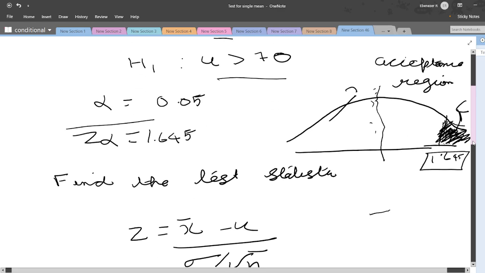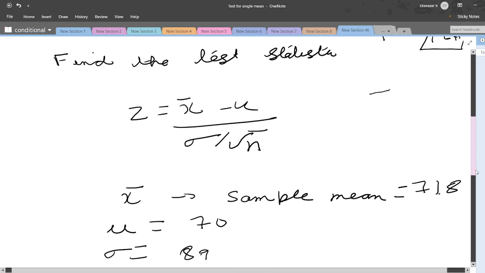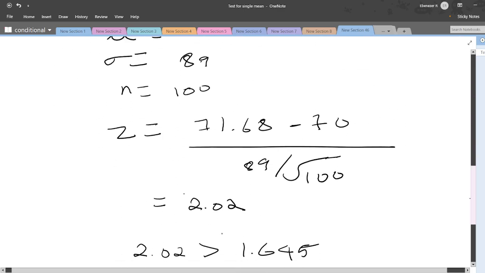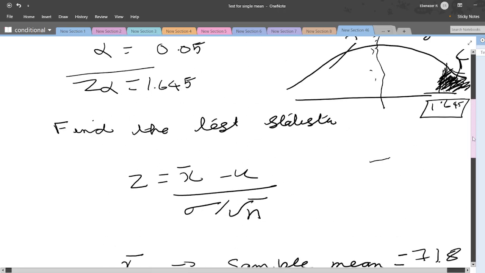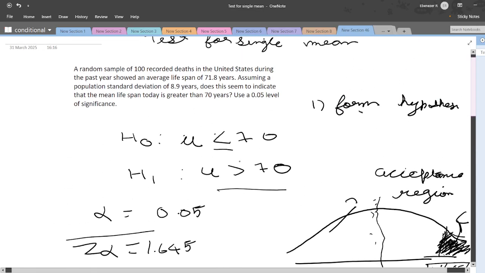Hence, you find the test statistic, given by x bar, the sample mean, minus mu, the population mean, by sigma, given to you, by root n. You get 2.02. This 2.02 is greater than 1.645. Hence, it falls in the critical region. Hence, you reject H0 and accept H1. So this is how you will test the hypothesis.